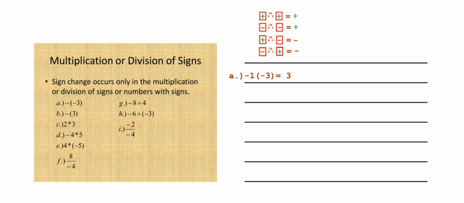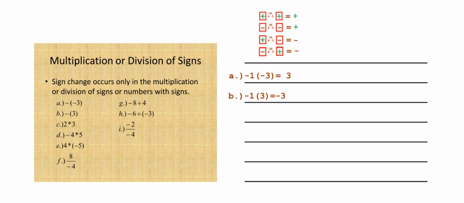Okay, let's try A. On A, we have negative 1 times negative 3. 3 times 1 is 3. Notice that the quantity is not depending on the sign. It still gives us 3. And now for the negative. Negative times a negative, two repeated negatives. Since it's the same sign and it's being multiplied, it's a positive 3 overall. So our answer, positive 3.